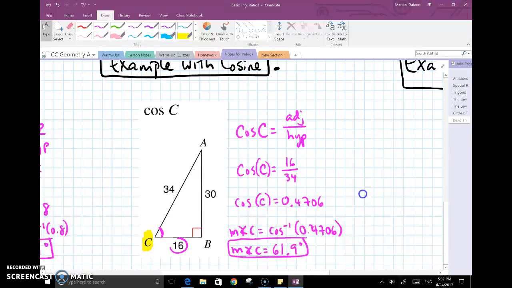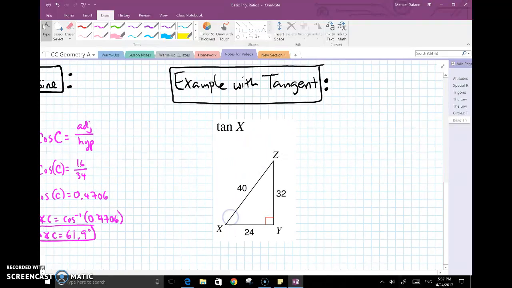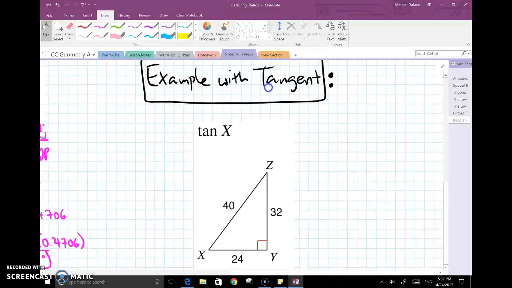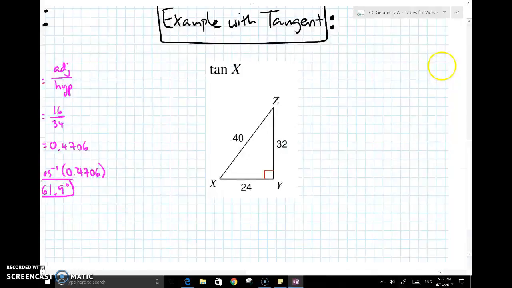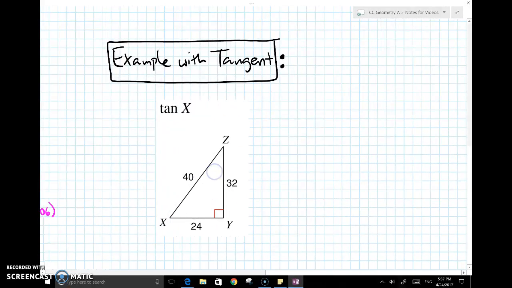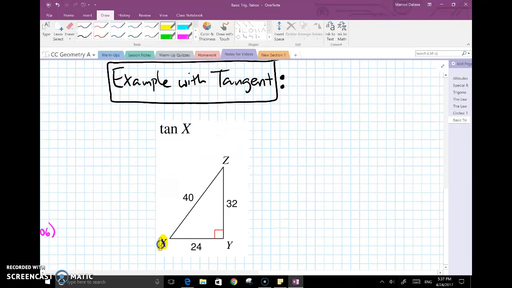In our third example, we deal with tangent. Now, tangent, unlike sine and cosine, does not involve the hypotenuse at all. Now, it says here, we want to get the tangent of x. Our focus angle is right here, so it's x. Okay? So, if I want to get the tangent of that angle, what I need to remember is the relationship between the sides. So, tangent of x would be, in this case, opposite over adjacent.